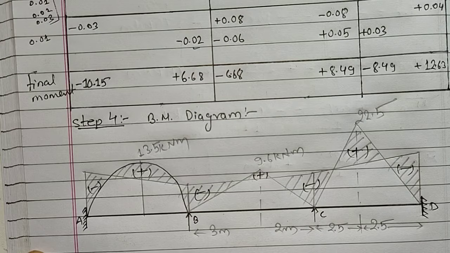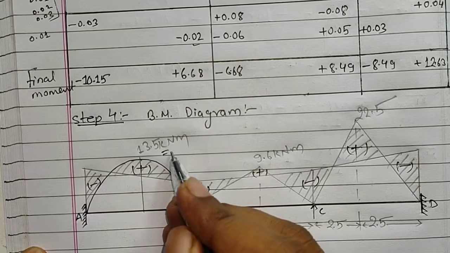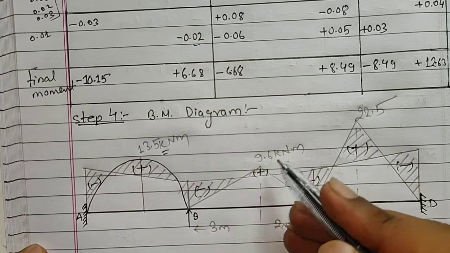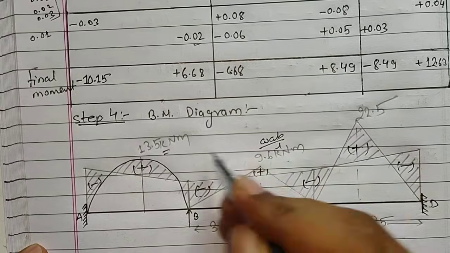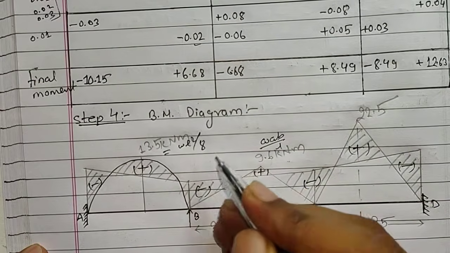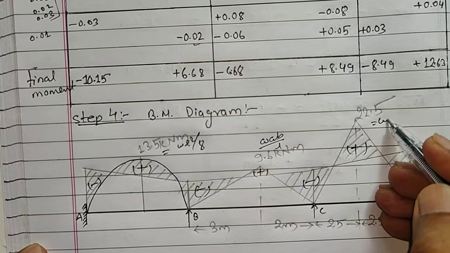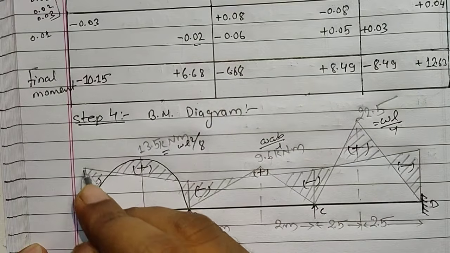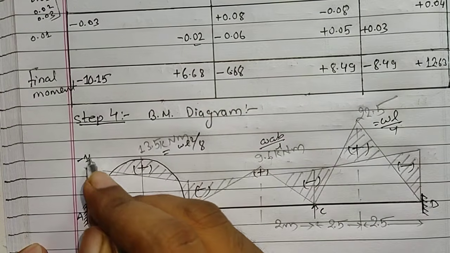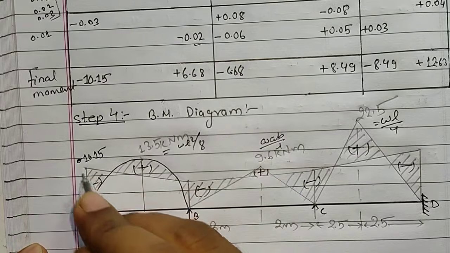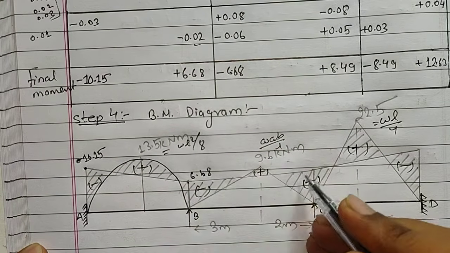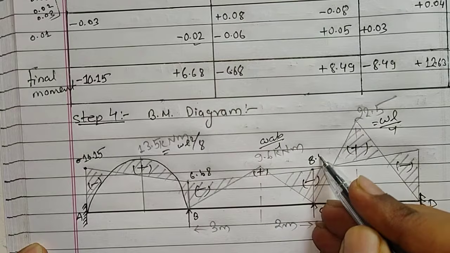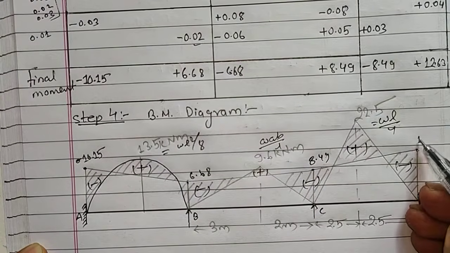Now this is our bending moment diagram. It was calculated by using the formula WL square by 8. It was calculated by using the formula WAB by L, WL square by 8, and it was calculated by using WL by 4, and the value here is minus 10.15, this value. Similarly, this value is 6.68, and this value is 8.49, and this value is 12.63.